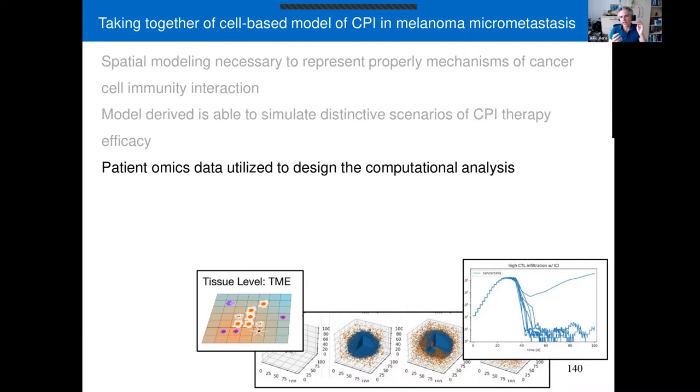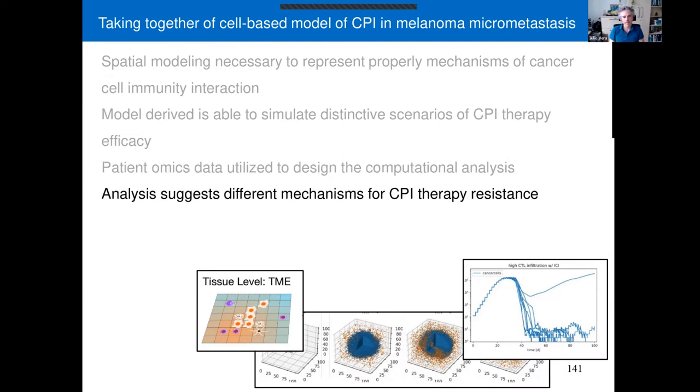As I said, here we can make use of omics data to help us in the design of the computational analysis, to decide which processes in our model we want to perturb and simulate to see what is the effect on the checkpoint inhibitor immunotherapy. And then the idea is that when we apply this algorithm, we will find in silico generated signatures that account for different mechanisms in which the resistance to the checkpoint inhibitor immunotherapy happens.